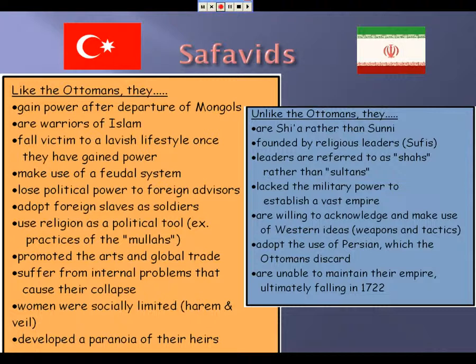And just as a reminder, of the two, which one is more important for you to know? The Ottomans. All right, you ready for the Mughals in 30 seconds?